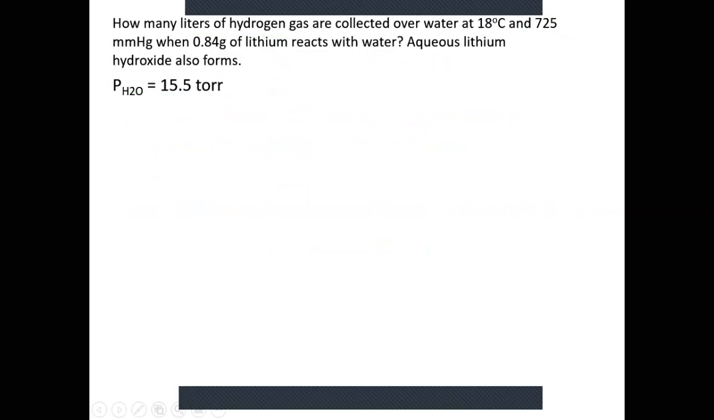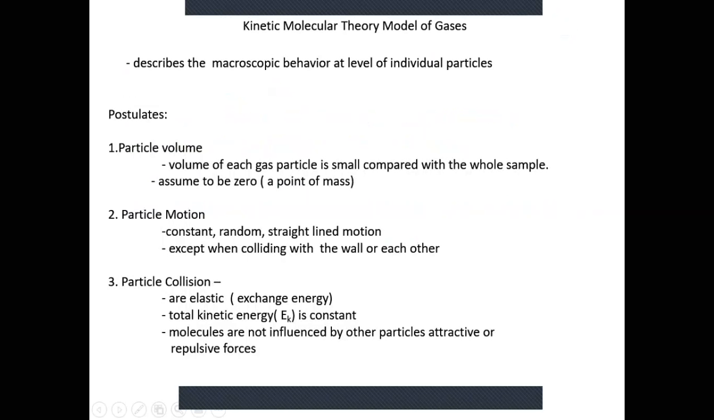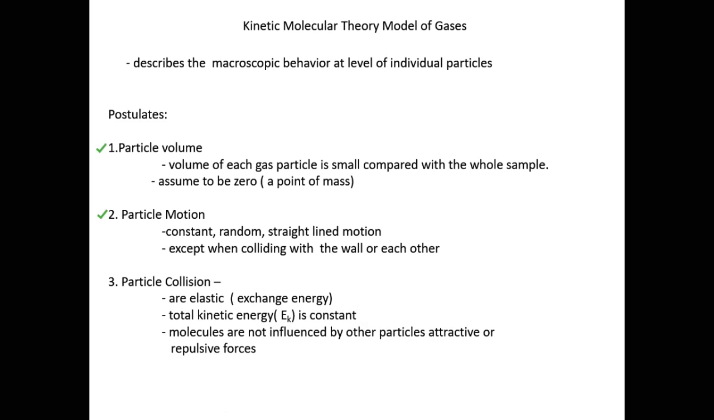So now we're going to talk more about the characteristics of how gases behave. And what we like to talk about is the kinetic molecular theory model for gases. This describes how gases behave. And since we're dealing with ideal gases, we have certain assumptions. So there are 3 things that describe how gas particles behave, and that's the particle volume, the way it moves, and how the gas molecules collide.